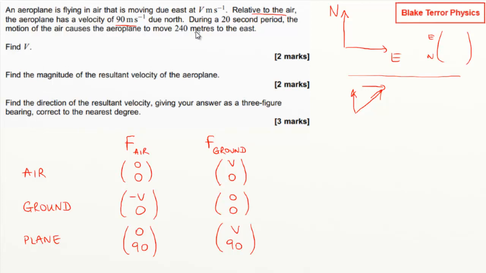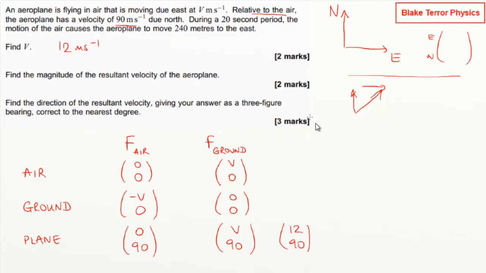So we have to find what v is. Well, it's moved 240 meters in 20 seconds, so we just got to divide 240 by 20. So v is 12 meters per second. Find the magnitude of the resultant velocity of the aeroplane. That's going to be in the frame of reference of the ground, so that's at 12, 90.